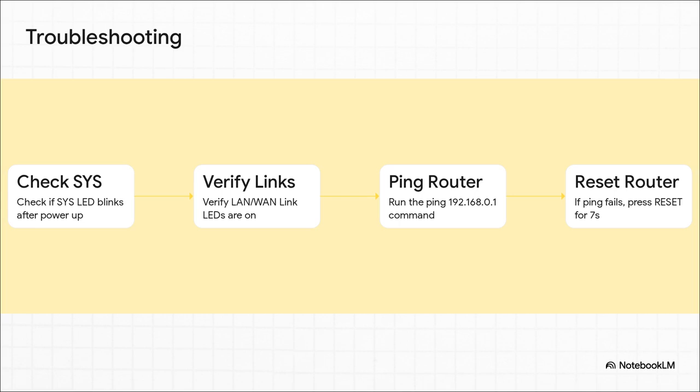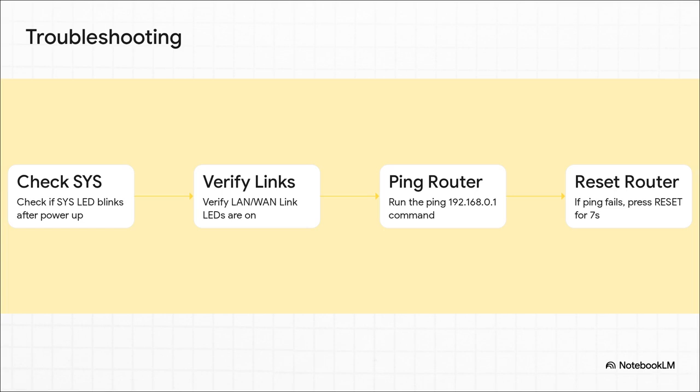Step 2. Check the physical link LEDs. Is the WAN light on? If it's completely dark, your cable to the modem is either loose or broken. Remember, just because a light is on doesn't guarantee you have internet access, but if it's off, it guarantees a physical failure.